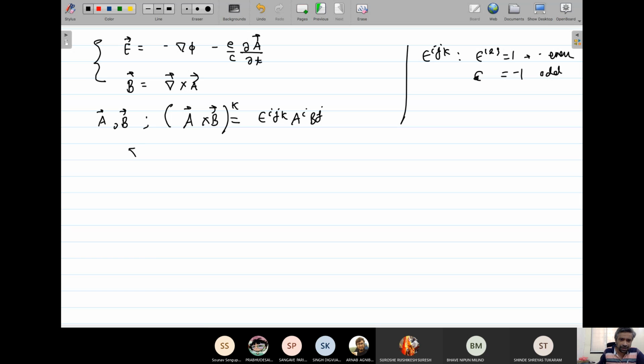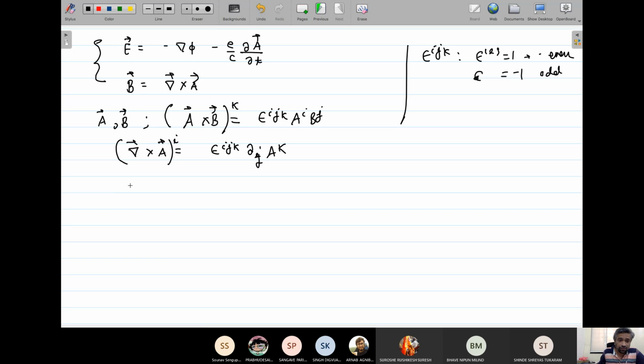Similarly, the curl of some vector A will be epsilon ijk del_i del_j. Suppose I want the ith component of this curl, then it will be epsilon ijk del_j a_k. Okay, clear?